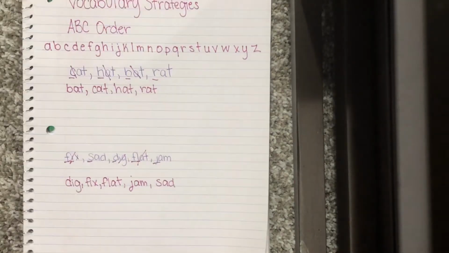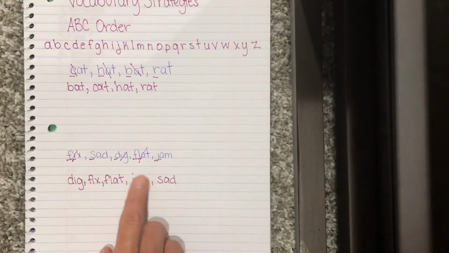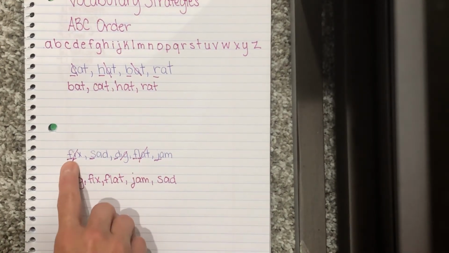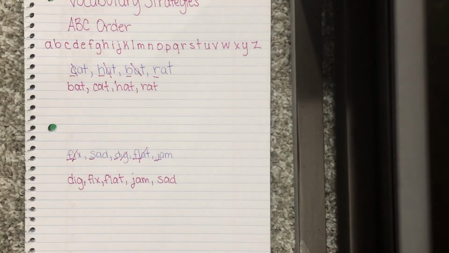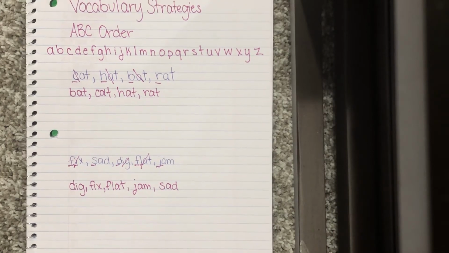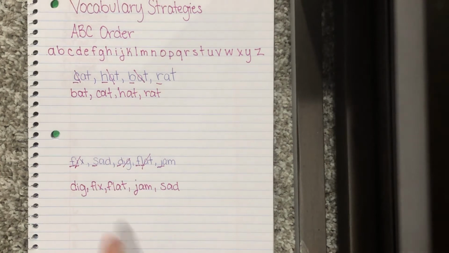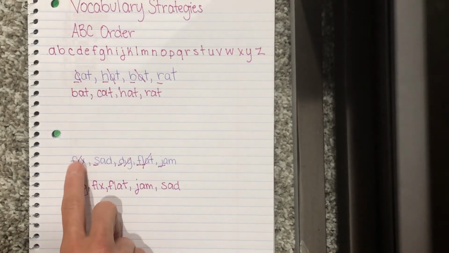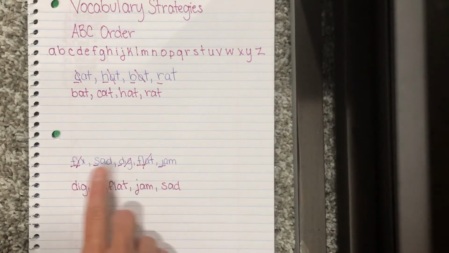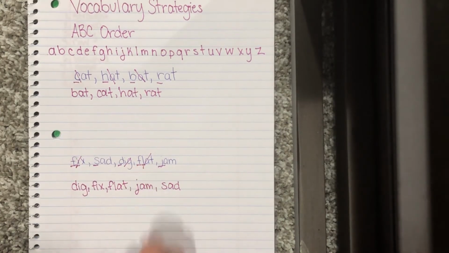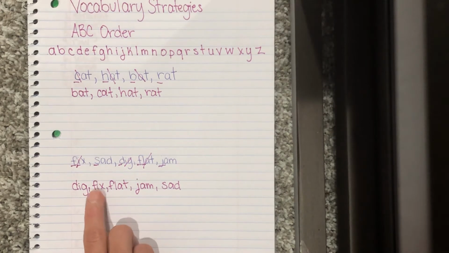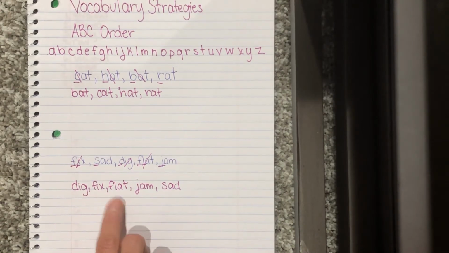Unless you have 2 words with the same first letter, just like our example here with fix and flat. We had 2 words that started with F. Then we had to look at the second letter. Then we could decide which one came first. We saw that fix had an I and flat had an L as our second letters, and we knew that I came first in the alphabet, so that means that fix would be first, flat would be second.